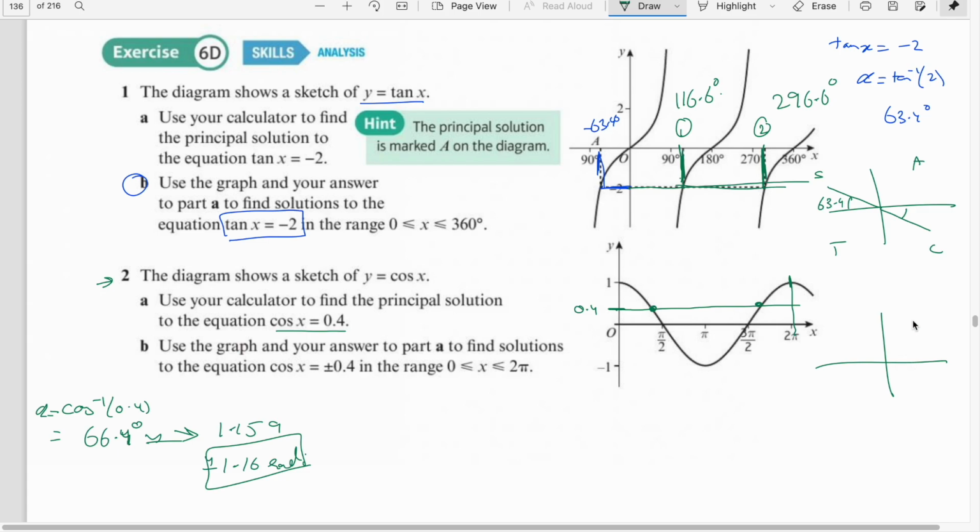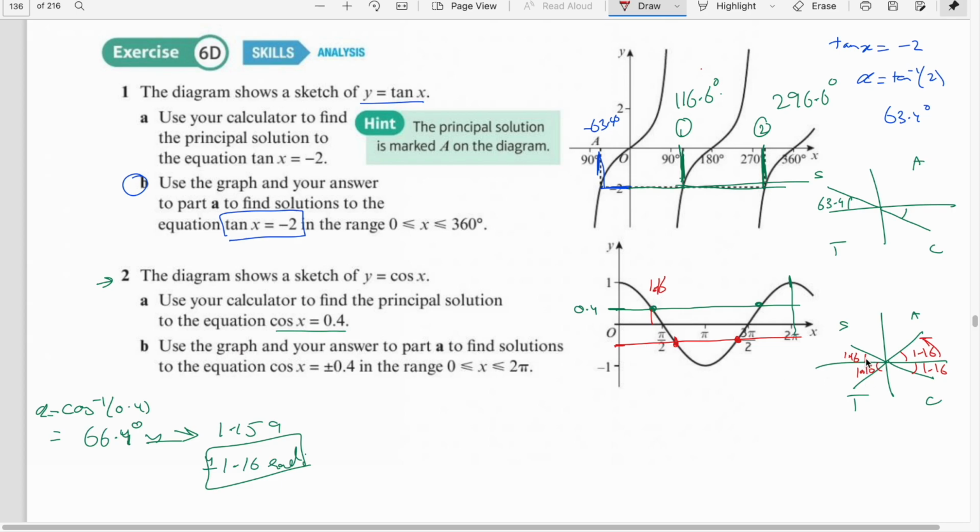And for better understanding, add sugar to coffee. Cos positive, negative. So we need both angles, all four angles. So 1, 2, 3, 4. And negative 0.4 to represent it on the graph will look like this. So we have these four angles marked. Now this is 1.16, 1.16 in all four quadrants. So the first angle is straight away 1.16 right here.